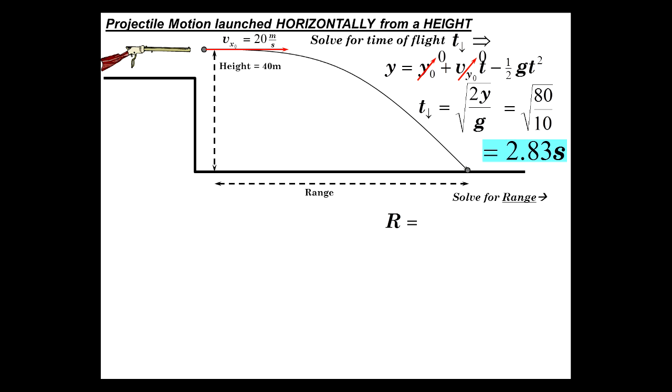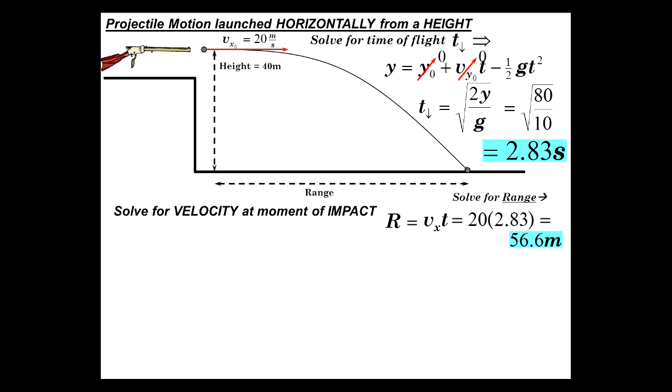Well, range, distance, velocity times time, but it's the x. The vertical has nothing to do with getting it along the ground, other than the fact that it's helping it stay in the air. But the horizontal velocity times time is what the answer is. 20 times 2.83, 56.6 meters. So that's the range. Now let's get the velocity at the moment of impact.